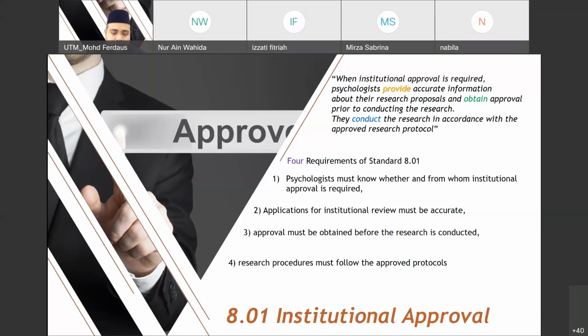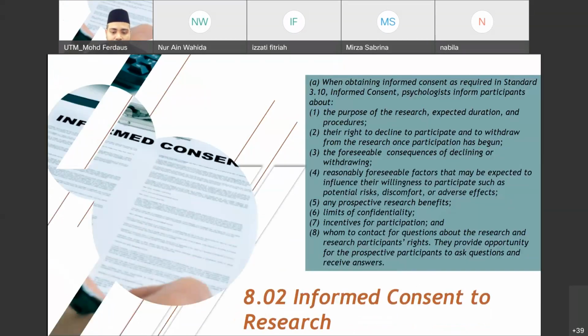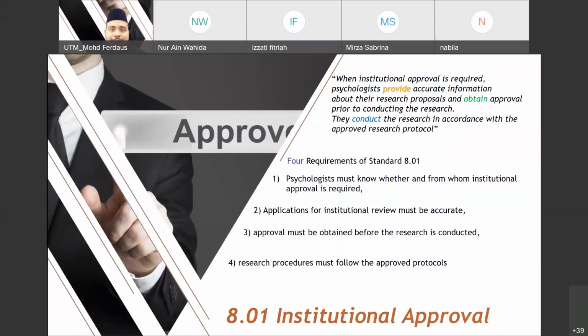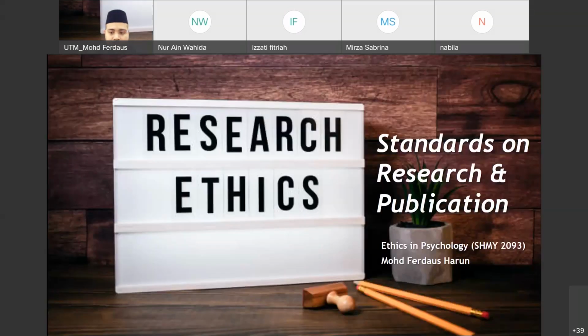So this is happening. I think it has happened. So you might need to ask for permission again from your IRB if you happen to need to change your research procedure. So this is the first substandard under standards on research and publication.